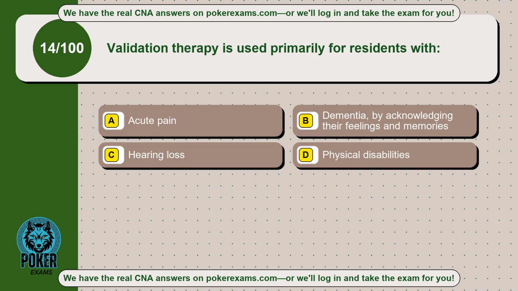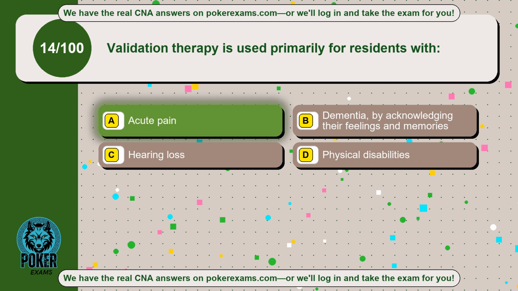Question 14. Validation therapy is used primarily for residents with: Option A, acute pain. Option B, dementia, by acknowledging their feelings and memories. Option C, hearing loss. Option D, physical disabilities.